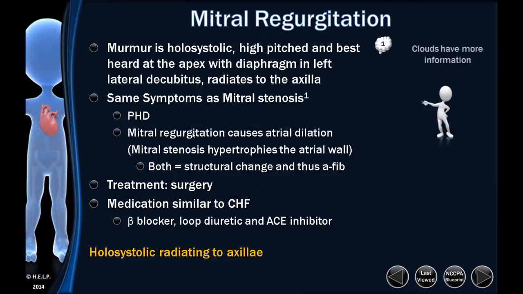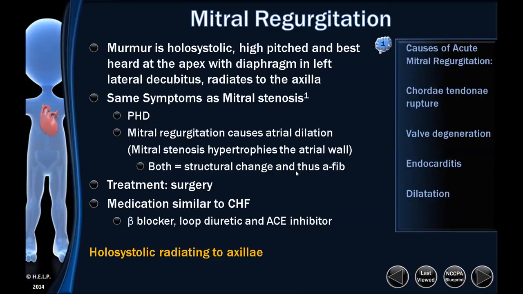Remember, because mitral regurgitation causes the atrium to dilate or the wall to thin out because of all the extra blood getting shoved up in there, it's a structural change, which is why they get the AFib. The treatment for mitral regurgitation is surgery, and the treatment is just like systolic heart failure. So you treat the mitral regurgitation just like you treat the aortic regurgitation. They both look like systolic heart failure.